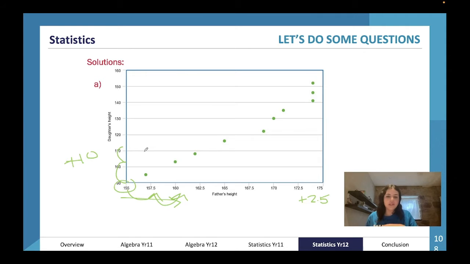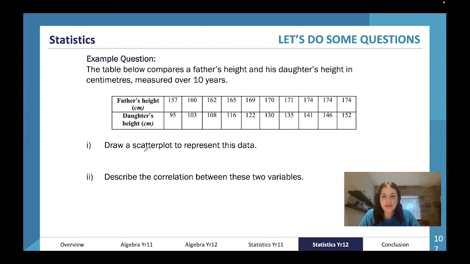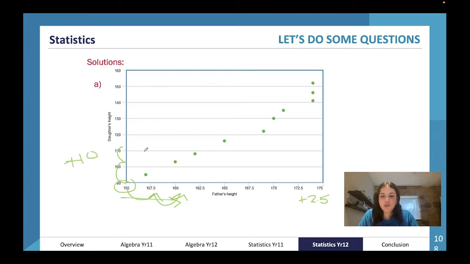Okay, I know that it's not enough time for you guys to draw that on, but I need to keep moving. I don't want to give you any silence for too long. How do we draw a dot? Let's have a look here. Father's height 157, daughter's height 95. This would be 157 for the father and 95 for the daughter. So we draw a dot there.